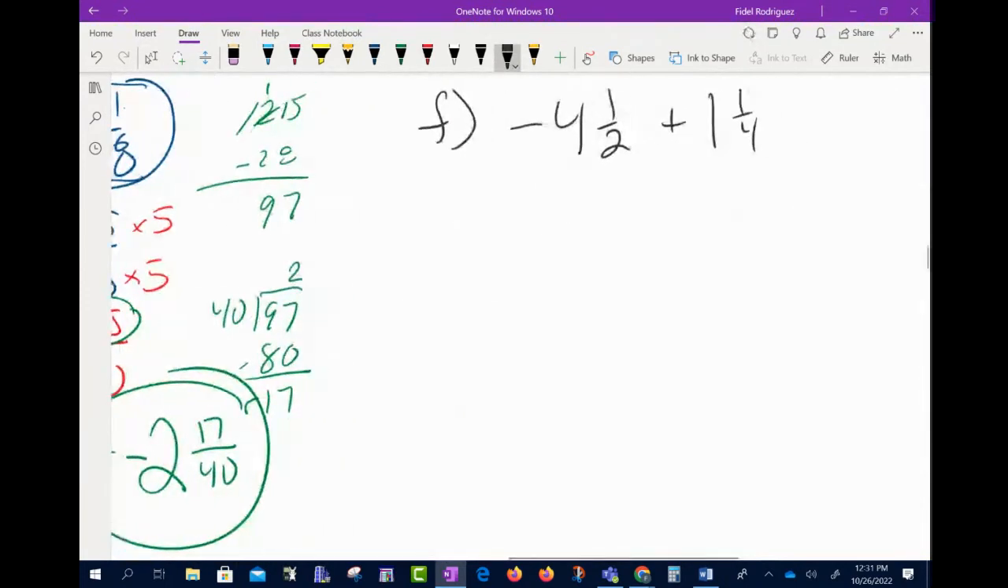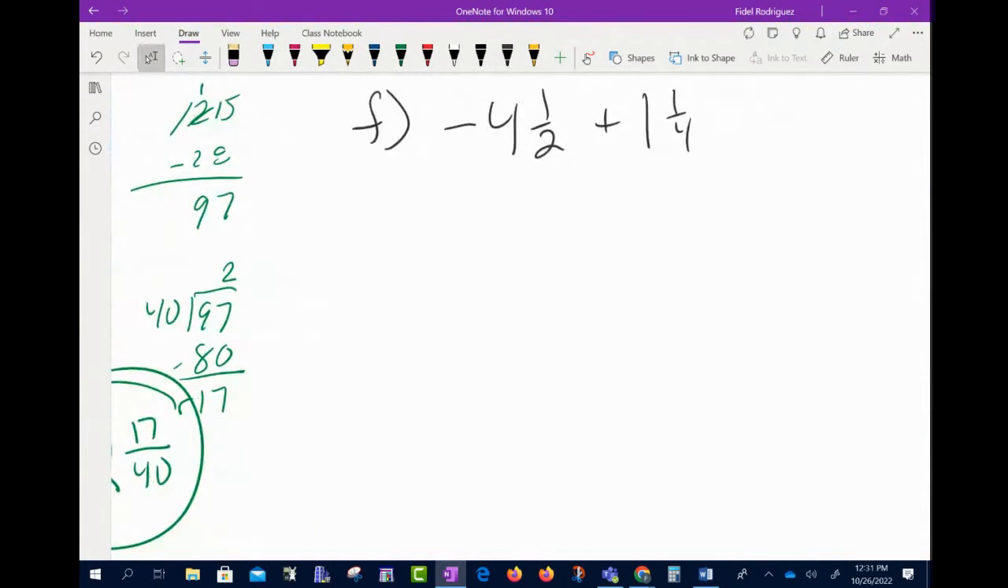Okay, y'all, I would probably do the same thing here. I would say, look, let me convert these things to improper fractions. So remember, we're going to multiply. 2 times 4 is 8, plus 1 more is 9. That's a negative 9 over 2. 4 times 1 is 4, plus 1 more is 5. And that's negative 5 over 4.